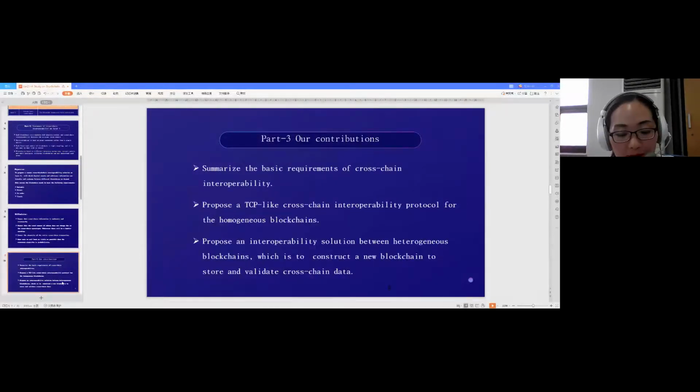For all the above problems, our research made 3 contributions. First, we summarize the basic requirements of cross-chain interoperability. Second, we propose a TCP-like cross-chain interoperability protocol for homogeneous blockchains. Third, we propose an interoperability solution between heterogeneous blockchains, which is to construct a new blockchain to store and validate cross-chain data.